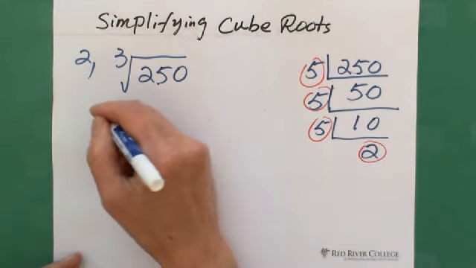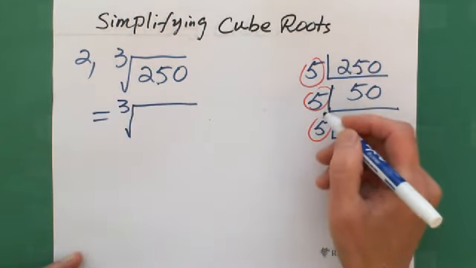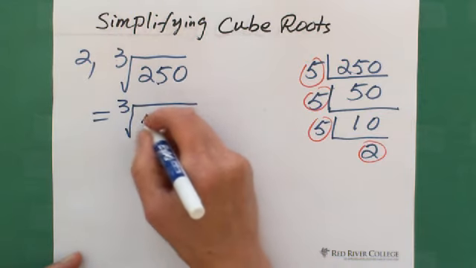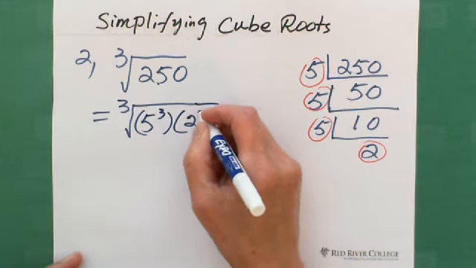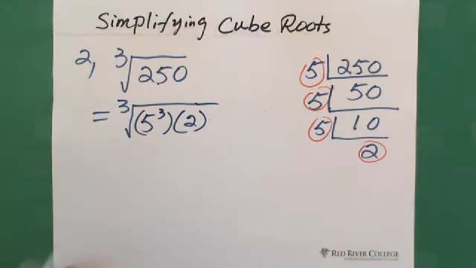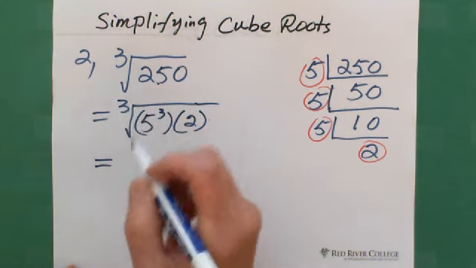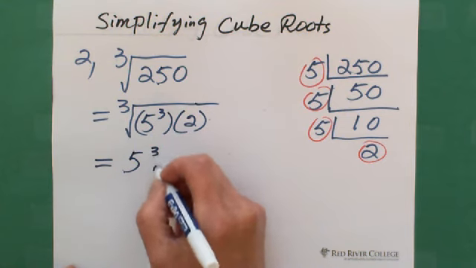So you can write it down this way. You say this is 5 times 5 times 5, which is 5 cubed, right? And then multiply by 2. Then the cube cancels with the cube root, and you got the 5. The answer is 5 times cube root 2.